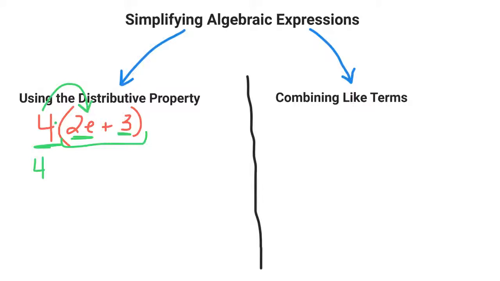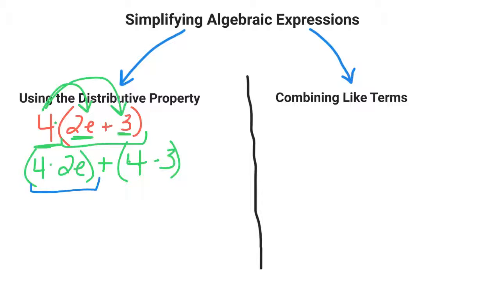So we want to share the 4 with the 2e by using multiplication, and then we want to share the 4 with the 3, again using multiplication. To combine those two things together, we would add them, and we now have two different pieces. We have 4 times 2e and 4 times 3. We can simplify the 4 times 2e, but we cannot actually get it down to one final answer because we don't know what e is. But we can multiply 4 times 2 and get 8, and then bring the e along for the ride.